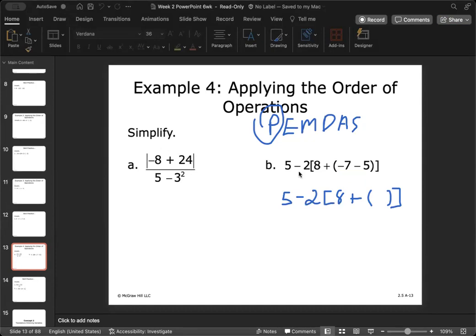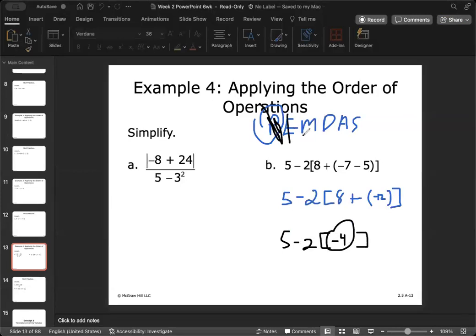So now I do -7 minus 5, and that becomes -12. Now I do these 8 plus the -12, so everything else is going to remain the same. So the 5 minus 2 bracket. Now this 8 plus -12, remember adding numbers of different signs? You subtract the values and attach the sign of the higher value. So here, that becomes -4. Now we're done with the parentheses step because it's down to a single value inside there. That means we're done, and we can move on.